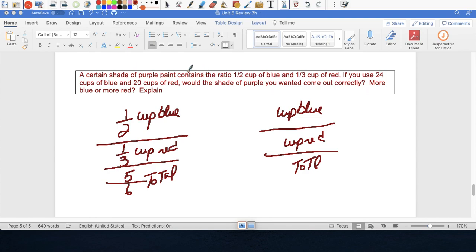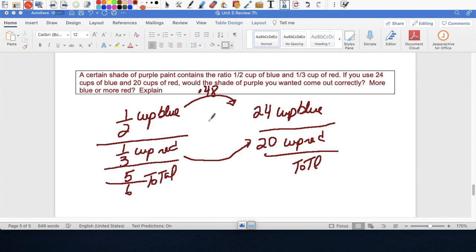So it says, to make this shade of purple, you use half a cup of blue. You mix that with 1/3 cup of red. Good. Which means you use 5/6 total. Now, if you use 24 cups of blue, so you want to make a bigger batch, you're using 24 cups of blue. And with that, you use 20 cups of red. The question is, did you use the right proportion? Meaning, from half to 24, you're going to multiply by what? By 48. So you're increasing it by a factor of 48. Did you do the same thing? Did you increase this by a factor of 48 as well? If not, then we have an issue.